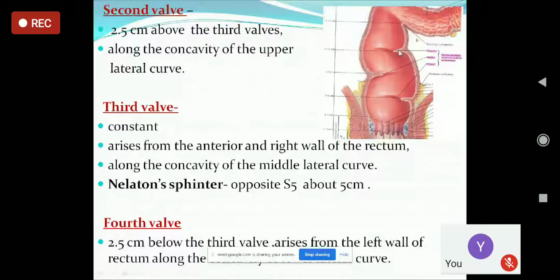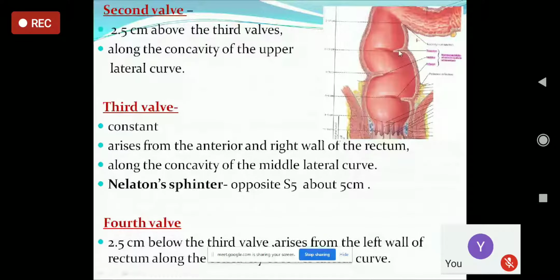You are getting me? So this is the portal vein, and this is the systemic vein. These veins anastomose, forming the portocaval anastomosis. This is one of the sites during portal hypertension. The rectum is one of the sites for the portocaval anastomosis. You are getting me or not? Hello, class. Yes, ma'am.